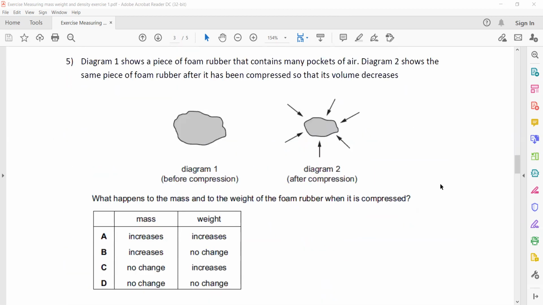Question 5. Diagram 1 shows a piece of foam rubber that contains many pockets of air. Keep in mind the mass of air is negligible, can be neglected. Diagram 2 shows the same piece of foam after it has been compressed, so the volume decreases. What happened to the mass and the weight of the foam rubber when it is compressed? Because we are considering the mass of air negligible, even though some of the air will escape, that does not cause much change in the mass. So D is the right answer.